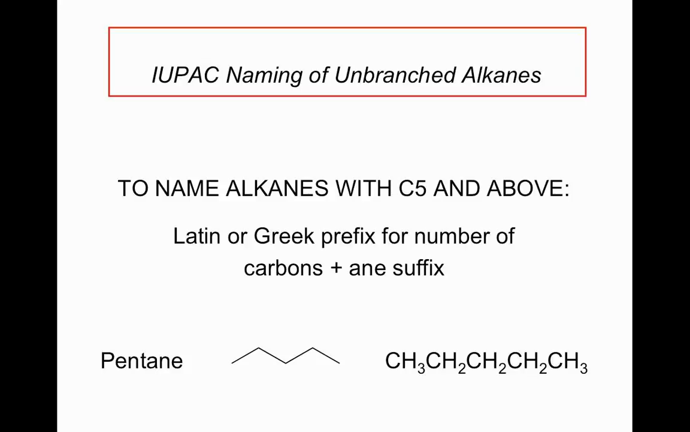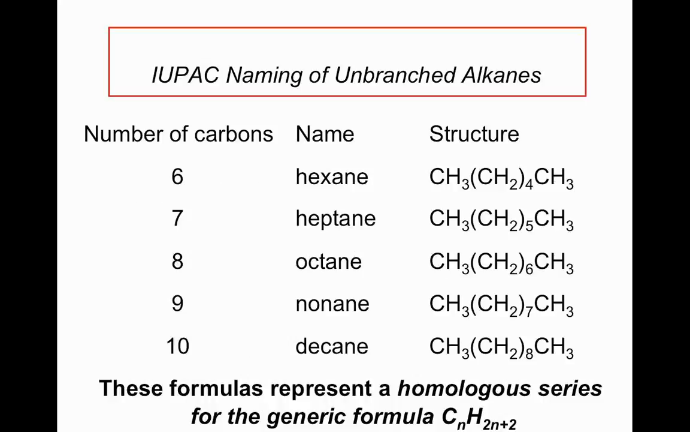We know it's an alkane because it has ane in the suffix. Based on the general formula here, we know that pentane must have 12 hydrogens in it since it has no substituents or functional groups attached to it. Moving up in the number of carbons, we can see we have hexane, heptane, octane, nonane, and decane. Again, each prefix tells us the number of carbons that are in the alkane, and we know it's an alkane because the name ends with ane.